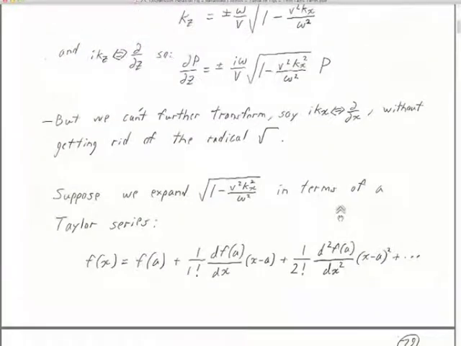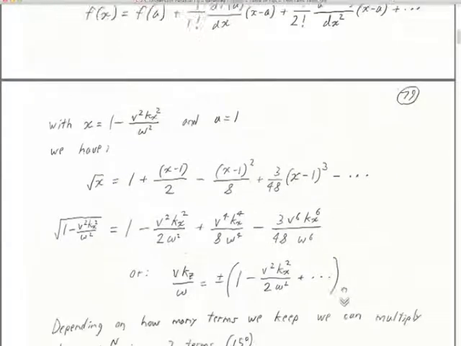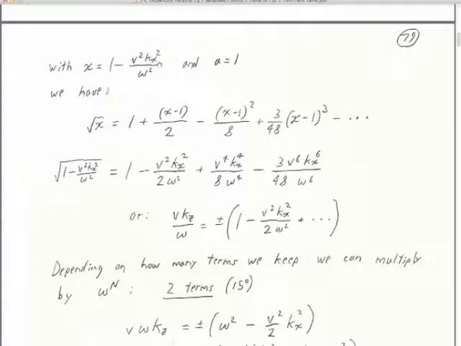Let's see. So there's the Taylor series at the bottom of page 78, and now on 79, what we've got is x equal to 1 minus v squared kx squared over omega squared, and a equals 1. So the square root of x then is 1 plus (x minus 1) over 2 minus (x minus 1) squared over 8 plus 3 48ths (x minus 1) to the third power minus, and there's as many terms as you want there. So now I can fill out with the definition of x. The square root of the quantity 1 minus v squared kx squared over omega squared is equal to 1 minus v squared kx squared over 2 omega squared plus v to the fourth power kx to the fourth power over 8 omega to the fourth power minus 3 v to the sixth power kx to the sixth power over 48 omega to the sixth power.